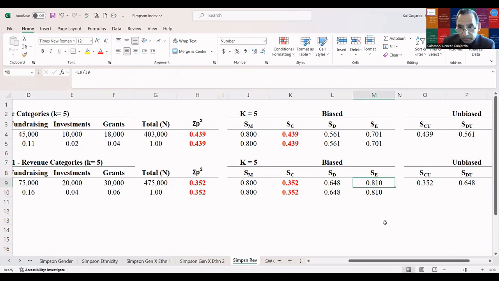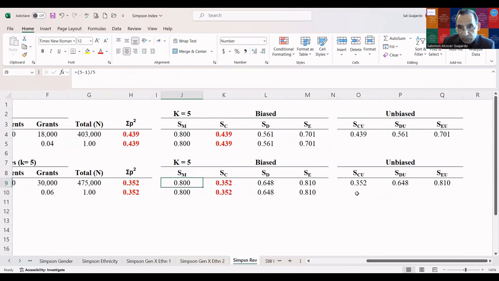If I use the standardized score, the standardized score is going to be, let me click on the cell. It's going to be L9 divided by J9, which is going to be 0.648 divided by 0.80. That's going to give me 0.81. So that means that under the new revenue scenario, I obtained 81% of the maximum value of 0.80.